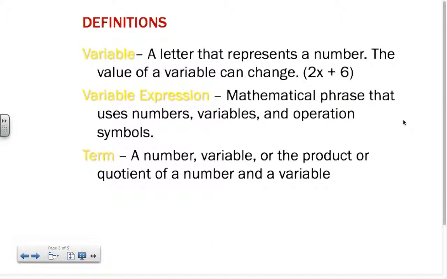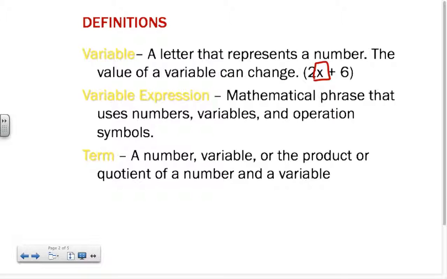So, definitions. We have 3 for this section, all of which I think you've seen before, so a quick recollection. A variable. A variable is a letter that represents a number. The value of a variable can change. So in this instance, you have 2x plus 6. Our variable is x. And think about that: x is just a placeholder. It's something that you can replace with A, B, C, D. You can use anything. So we'll talk about that in the next slide.